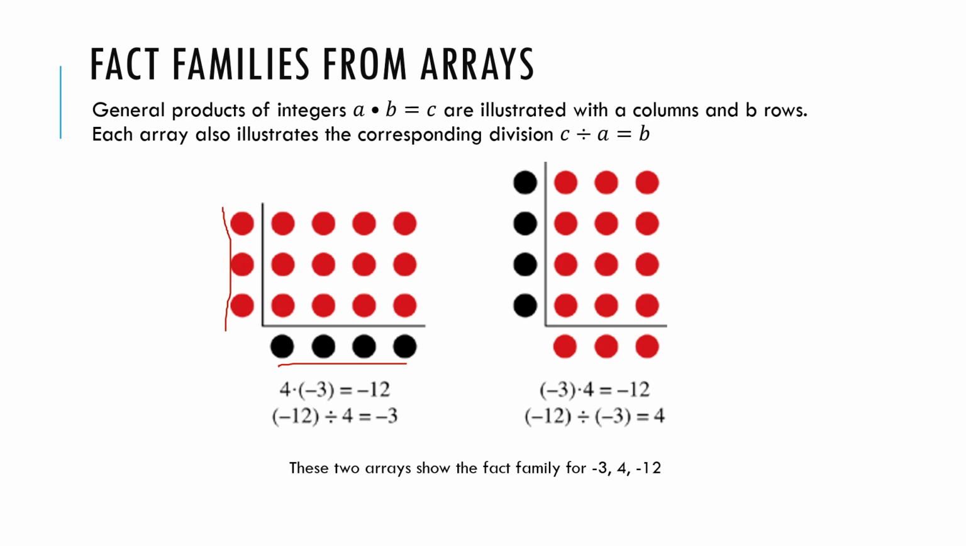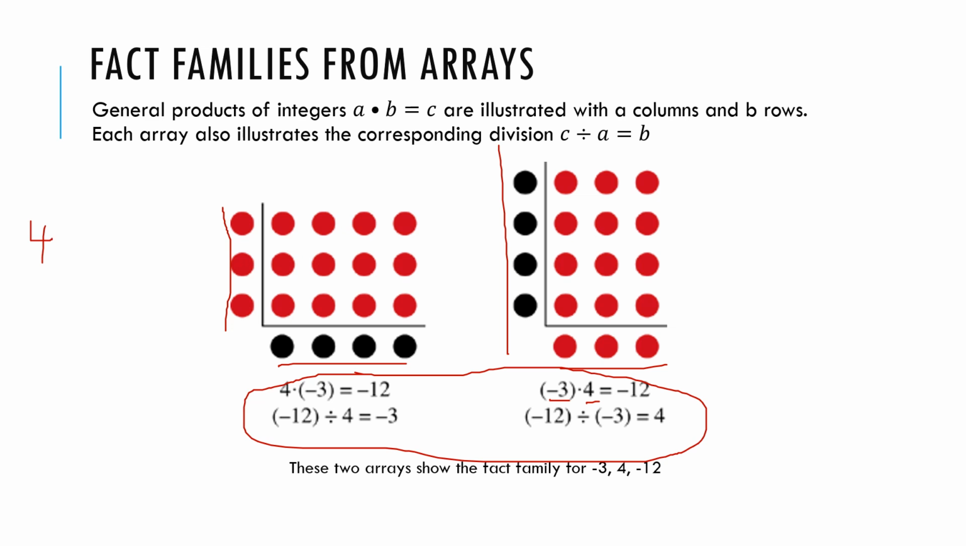What if I want to show the other 2 equations? Okay, negative 3 times 4. My first number is negative 3, so my negative 3 chips go on the bottom. My second factor is positive 4, here they are. And of course, negative 3 times 4 gives us negative 12, so here are our chips inside. So here we've got the entire fact family, all equations showing the fact family for 4, negative 3, negative 12. I should have 2 multiplication equations, here's 1, here's 2, and 2 division equations, here's 1, here's 2. Okay?